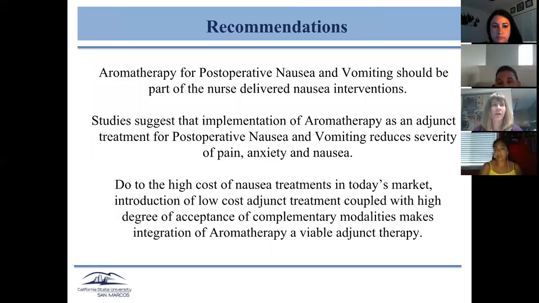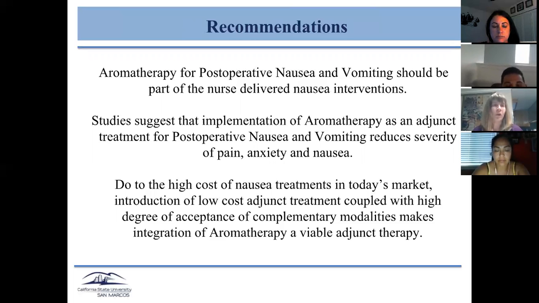Recommendations have been compiled and developed from utilization of the Johns Hopkins Evidence-Based Project Synthesis and Recommendation Tool. Based on the synthesis of literature, we have developed 3 recommendations. Our first recommendation is aromatherapy for postoperative nausea and vomiting should be part of the nurse-delivered nausea interventions. Our second recommendation for implementation into practice stems from each of the studies suggesting that implementation of aromatherapy as an adjunct treatment for postoperative nausea and vomiting reduces severity of pain, anxiety, and nausea.